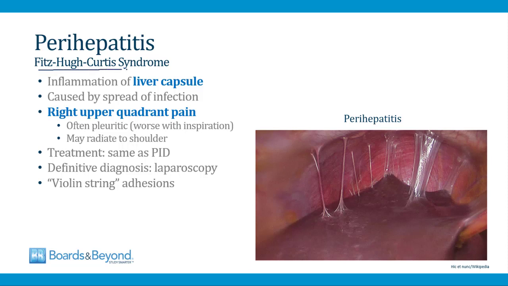Perihepatitis is also called the Fitzhugh-Curtis syndrome. This refers to inflammation of the liver capsule, and it's caused by spread of the infection out of the pelvis and into the capsule surrounding the liver. When this happens, right upper quadrant pain can develop.